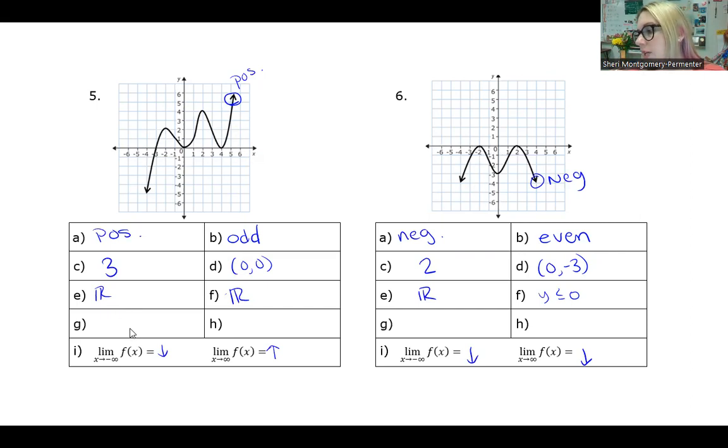For G, G is my local maximum, and you can have more than one. So when I'm looking at my graph, the high points and the low points will be my maximum and minimum values. And they correspond with where they cross the y-axis. So for this one, I have a maximum at 2 and at 4. My minimum, it looks like I have a minimum here at 0.